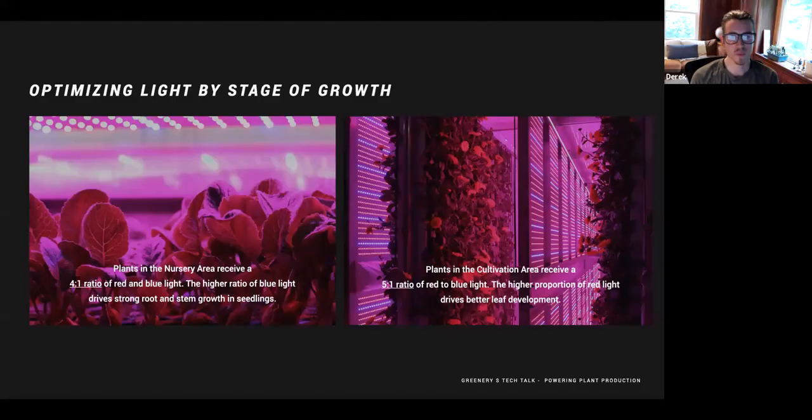Now, subsequently, we use more red light in the cultivation area to drive that leaf and fruit development. So once we have that root structure really solid, really built, I say built, but grown in a way that is ready to uptake all those nutrients, we want to send those nutrients to the leaves, send the red light in, and just tell that plant it's time to grow.